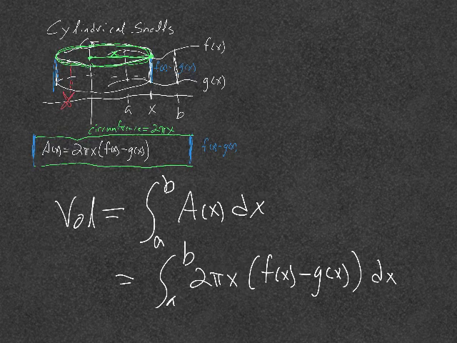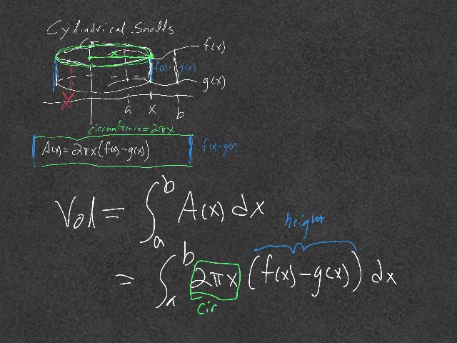And so again, this f of x minus g of x is talking about the height of the shell. And the 2 pi x is coming from the circumference of the shell. And if you imagine cutting the shell open into a big rectangle, this is just a rectangle where one side is the length of the height, the other side is the length of the circumference. Multiply them together, and that gives you the area.